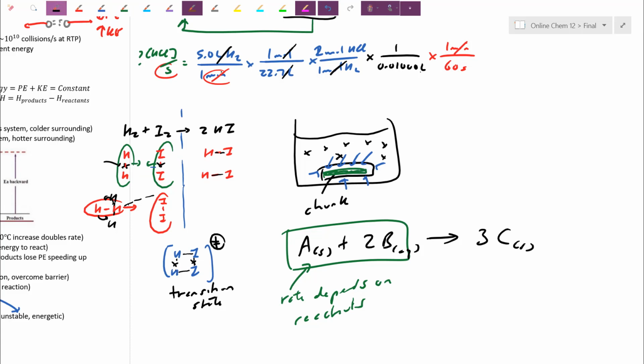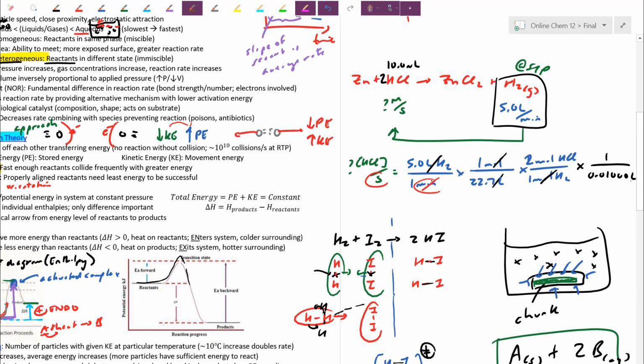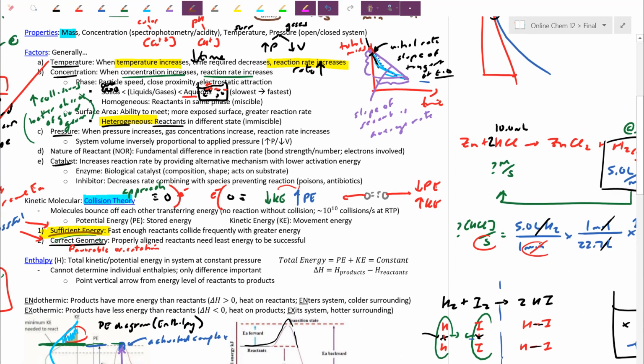What you can do then is powder this chunk, take the same amount, but make it a powder. In powder, all we've done is increase the number of particles that are available for collision. As these particles end up colliding with the powder, we have more collisions, again a better chance of a good collision, and therefore a faster reaction rate. So surface area does work its way out to a concentration argument.